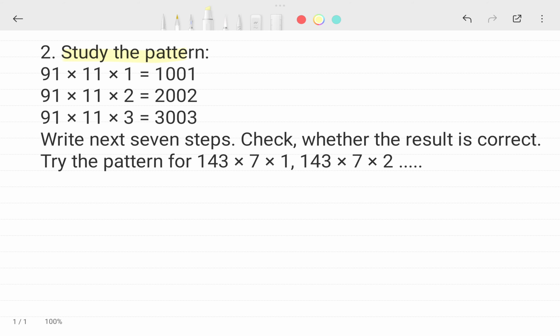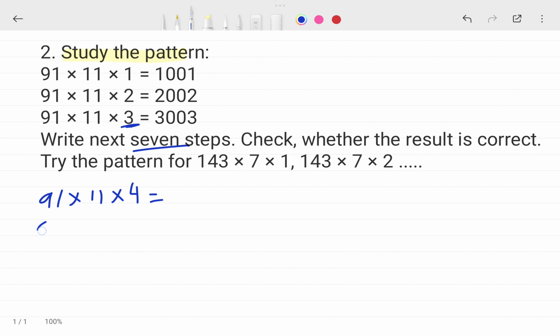Now this question is telling: write the next 7 steps and check whether the result is correct. Try the patterns for 143 cross 1 plus 1, 142 cross plus 2. We have to try this pattern also, but let's try this one. We have to write the next 7 steps ahead. So how can we write? It's simple. First write 7. This is 91 cross 11 cross, this is up to 3 here, so what is it going to be? It's going to be 4.